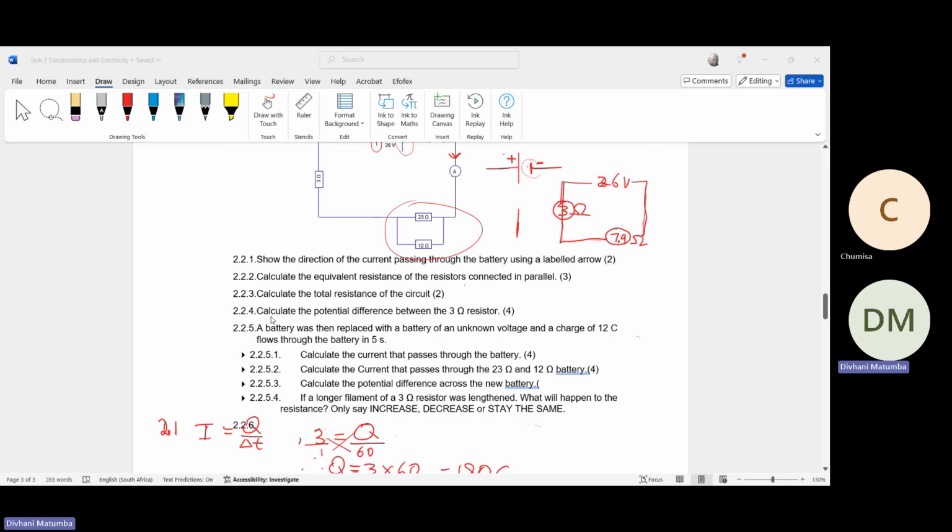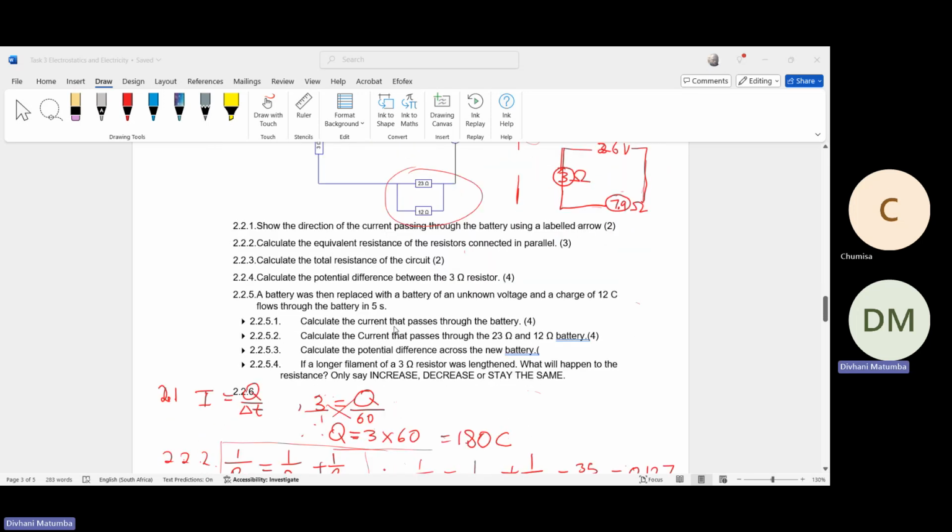So we ended up in 2.2.3, where they said calculate the total resistance of the circuit, which we got. Then 2.2.4, calculate the potential difference across the 3 ohm resistor. Do you have a clue? No, sir.